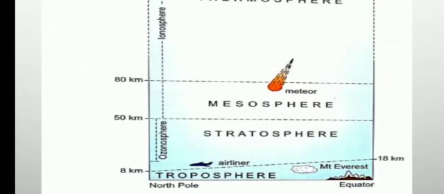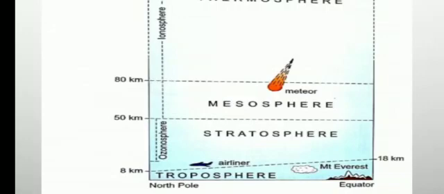It prevents days from becoming very hot, nights from becoming very cold. Within the troposphere, the temperature decreases as we move up. Most of the water vapor, clouds and dust particles of the atmosphere are found in this layer.